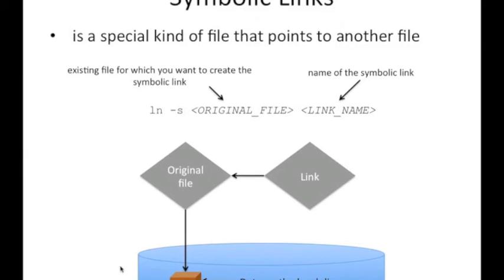So this is how it will look. This is the data on the hard drive right here, and that's the original file. It's kind of pointing to that data on the hard drive. And what we'll do is create a link which will be pointing to that original file. So what is the advantage of that?